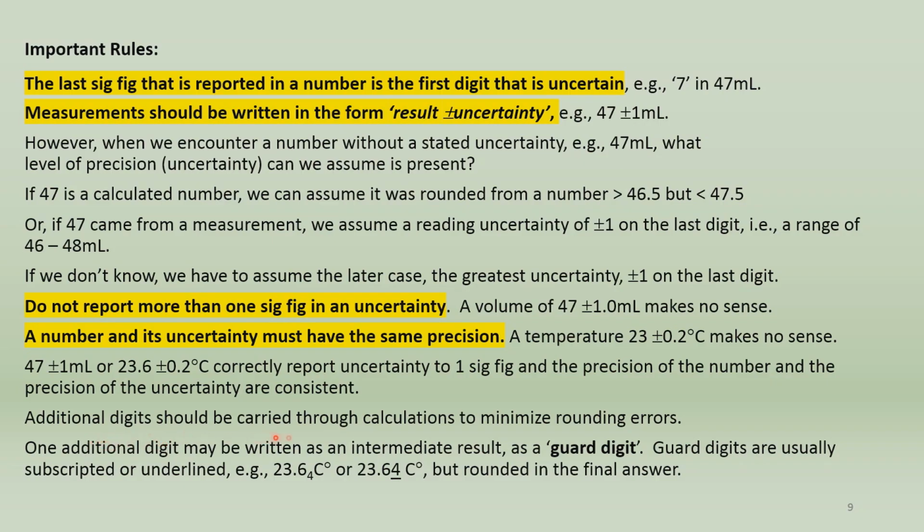Additional digits should be carried through calculations to minimize rounding errors. One additional digit may be written as an intermediate result. We call this a guard digit. Guard digits are usually subscripted or underlined. For example, the 4 in 23.64 is subscripted or underlined, indicating that it's an additional degree of uncertainty, an estimate that we're just carrying for the purpose of minimizing rounding errors, but that guard digit will be rounded out in the final answer.